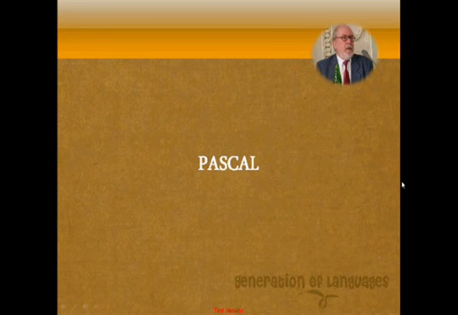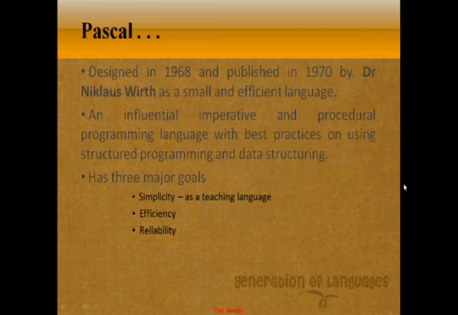Now let's see another third generation language called Pascal. Pascal is a small efficient language designed in 1968 and published in the 1970s by Niklaus Wirth. It is a procedural programming language with best practices, since it has achieved its major goals. Simplicity is the first major goal, which introduced it as a teaching language. Secondly, efficiency was there at the implementation, and it should be reliable and efficient at both runtime and compile time on the available computers. Thirdly, it was reliable because of much more support for the security of the language.